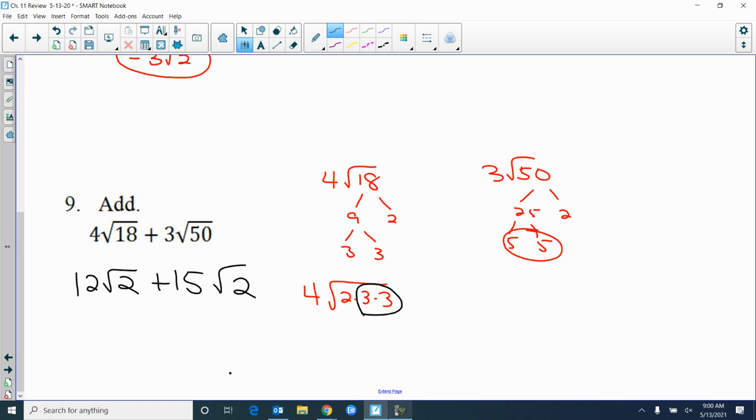Well, can we actually add these together now? Yeah. Grant, what's it give us? 27 square root of 2. So it gives us that. That should be the final answer. So when you have a plus, you've got to see if you can get them to the same radical. If you can't get them the same radical, you're done. Did you get that? Yes, sir. Okay, good. All right, so that's 9.